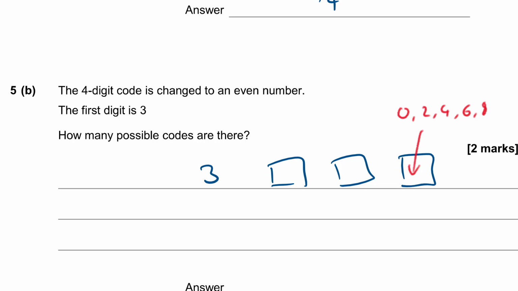We know what the first number is, so we've got 1, 2, 3, 4, 5 choices for the first digit. Now for the other 2 digits, we have 10 choices. We've got the numbers from 0 to 9. There's no other restrictions on those. So that's going to be 10 for the second number and 10 for the third number. Giving me a total number of possibilities of 5 times 10 times 10, which is 500. So my answer is 500.